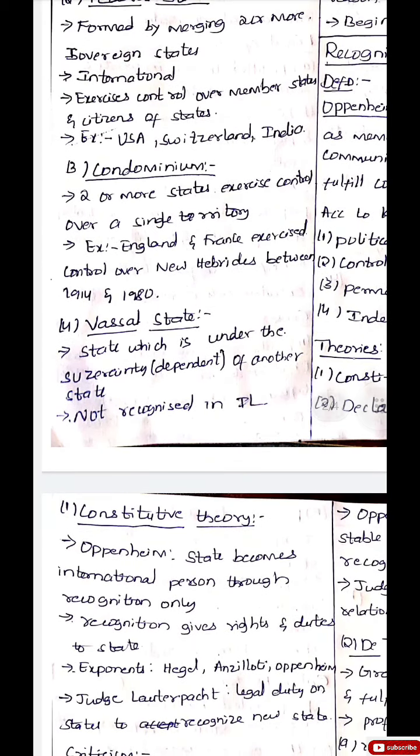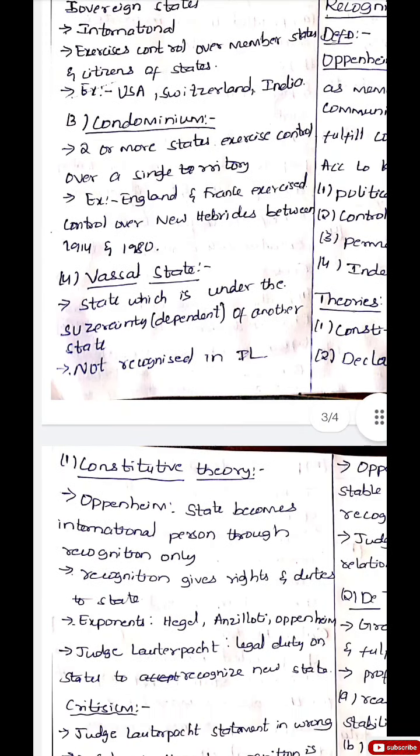The next is a condominium state. In condominium states, two or more states exercise control over a single territory. There is one weaker state, and two or more powerful states try to take control over it. That is a condominium state. An example is England and France exercising control over New Hebrides between 1914 and 1980.